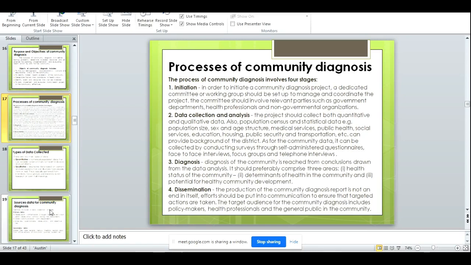It should preferably comprise 3 actions: health status of the community, determinants of health in the community, and potential for healthy community development. Finally, dissemination of data. The production of a community diagnosis report is not an end in itself. Efforts should be made to ensure that targeted actions are taken. The target audience for the community diagnosis includes policymakers, health professionals, and the general public in the community. So you always have to work with the community in community engagement.